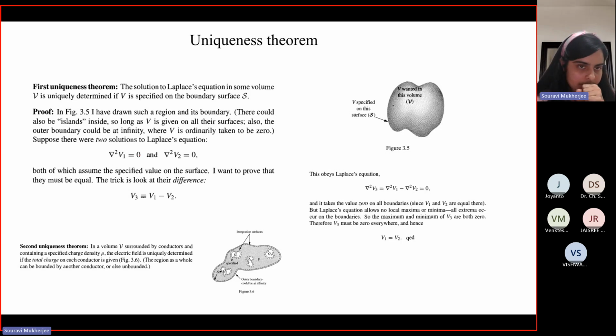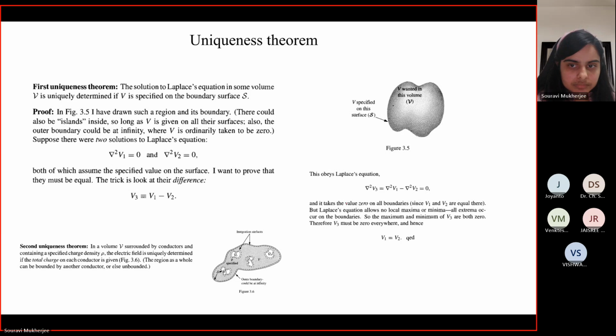Okay, so consider that you have two solutions. So V1 and V2 are the two solutions, so that del square V1 is equal to 0 and del square V2 is equal to 0. That means now you can do a linear combination of the two. So consider V3 is equal to V1 minus V2. That means V3 should also satisfy the Laplace equation in this volume, right? So del square V3 should also be equal to 0, and it is consistent.